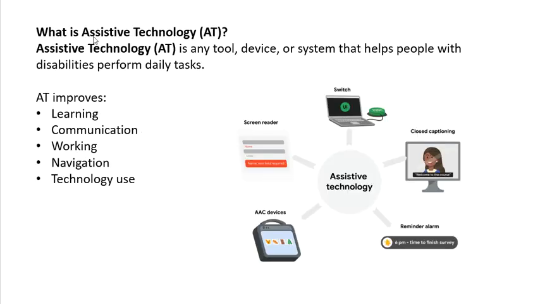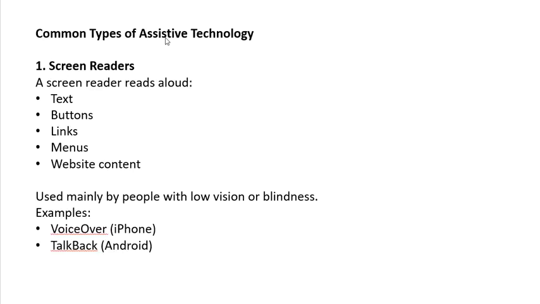And what are assistive technologies? Assistive technologies are any tools, devices, or systems that help people with disabilities perform daily tasks, improving learning, communication, work, and navigation. Examples include switch use, closed captioning, reminder alarms, AAC devices, and screen readers. And now the common types of assistive technologies.